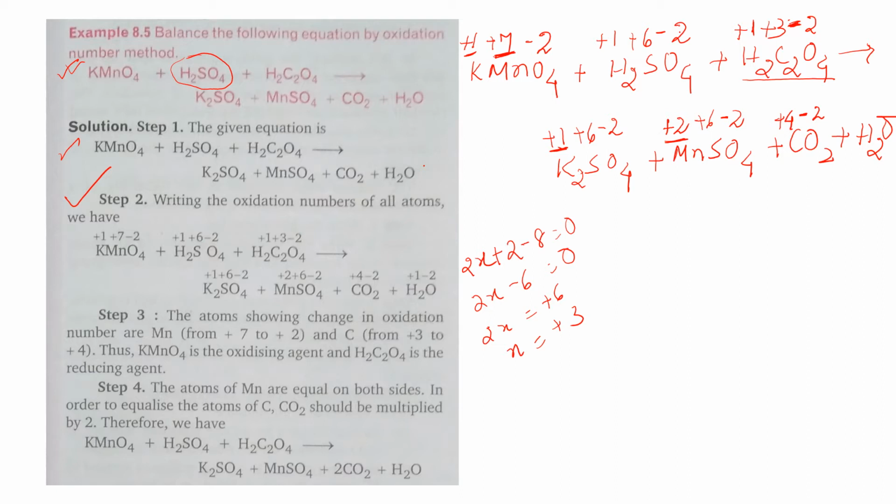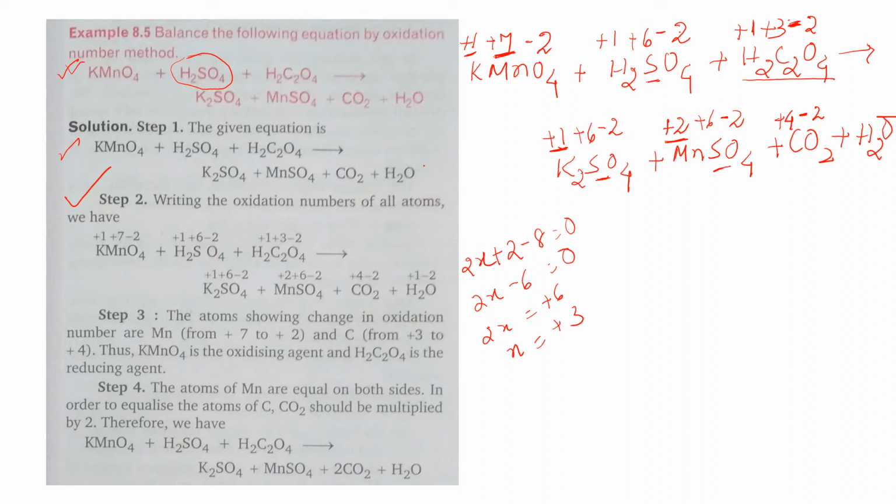Now oxygen is not changing. It is -2 on both sides, so the left hand side and right hand side are equal. Generally we do not check oxygen. Hydrogen is also not changing: +1 on the left, and +1 on the right as well. So there is no change. Now see sulfur: on the left hand side sulfur is +6, on the right hand side also +6, so there is no change.